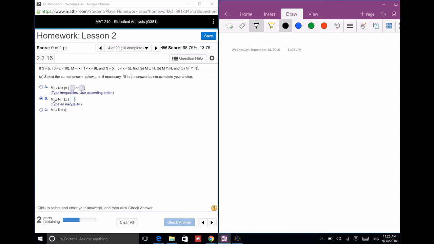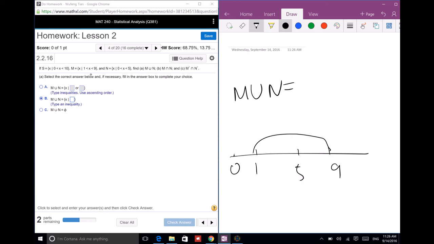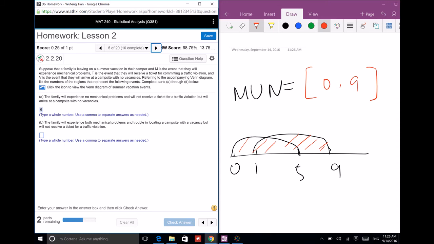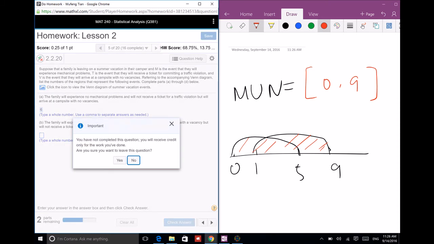This problem, M union N, I just give you one. Since M is from 1 to 9, it's 1 to 9. N is from 0 to 5. Okay, so if it's a union, you add all of them together, then it's going to be from 0 to 9. You can do that by yourself and type it in. You probably have more, but it's the same idea to complete that. I don't think that's really hard.